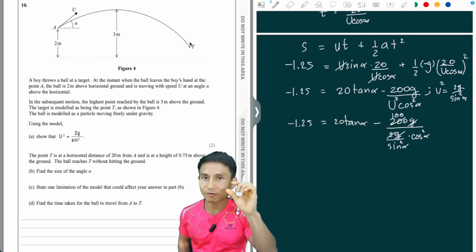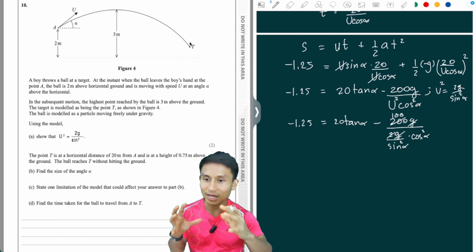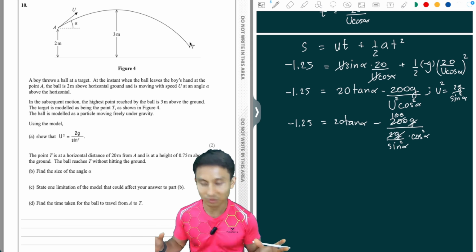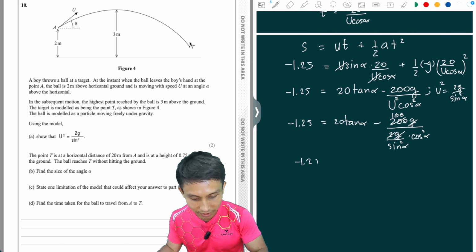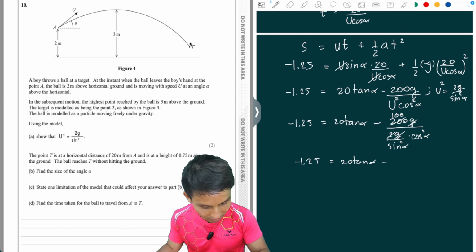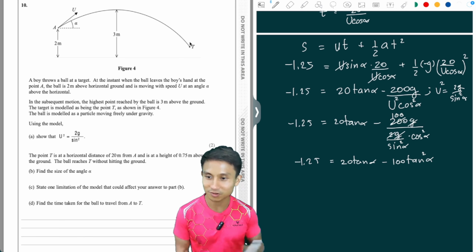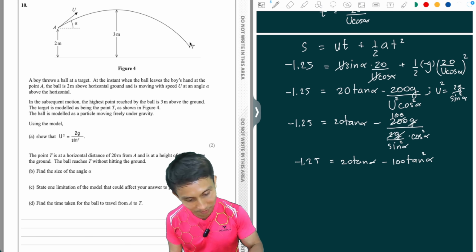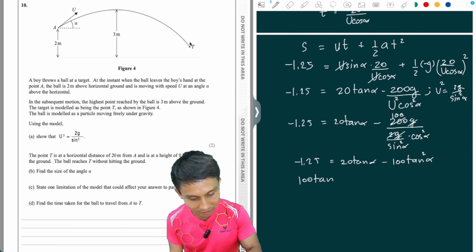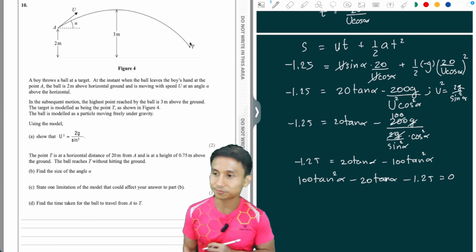So down there you have cos squared over sine squared. Well, that's cos squared, but it's at the denominator. So when you flip it up, it's going to be tan squared alpha instead. So I'm just going to write again 20 tan alpha minus, so this is all 100 tan squared alpha, right? Now this is giving you a quadratic. That's why it's 9 marks, and that's why I picked this one. So 100 tan squared alpha minus 20 tan alpha minus 1.25 equals 0.